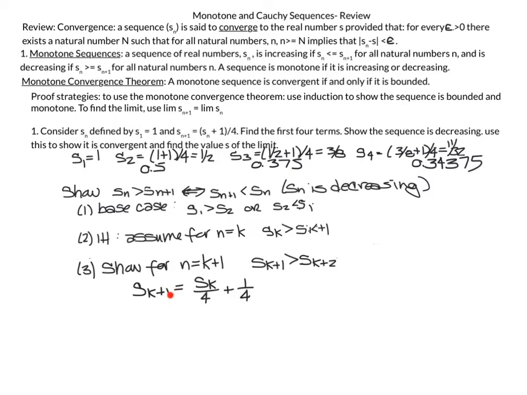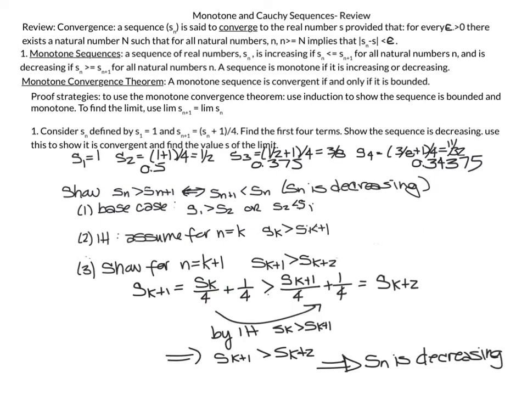I have S of k plus 1 is equal to S of k over 4 plus 1 over 4. But by my inductive hypothesis, S of k plus 1 is smaller than S of k, so this whole thing, S of k over 4 plus 1/4, is going to be greater than S of k plus 1 over 4 plus 1/4. Again, this is by my inductive hypothesis. And this part here, S of k plus 1 over 4 plus 1/4, is equal to S of k plus 2. So what I have shown is S of k plus 1 is greater than S of k plus 2.